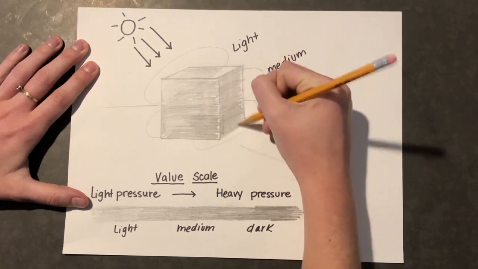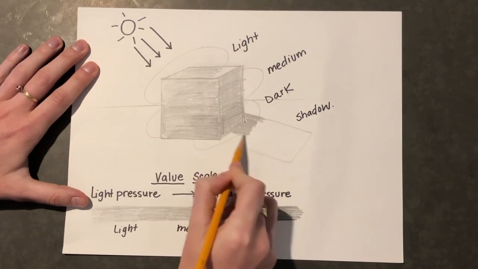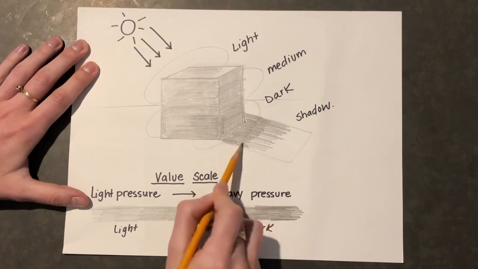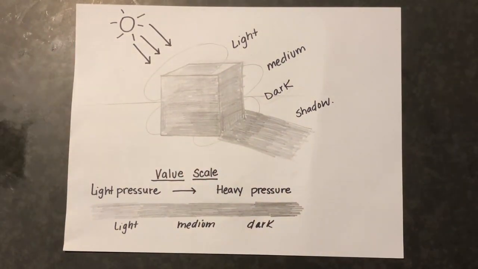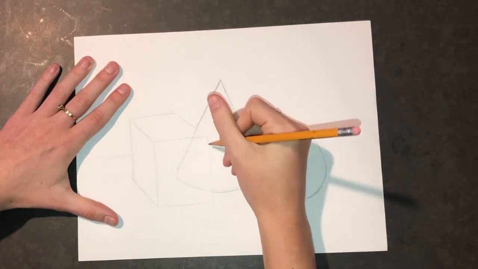When coloring the shadow, you want the value to go from dark to light. The closer the object is to the shadow, the darker. The further away the shadow from the object, the lighter. This is a difficult concept, so let's practice together.